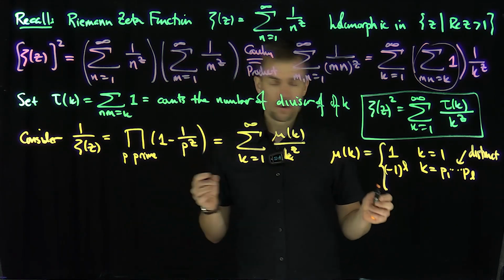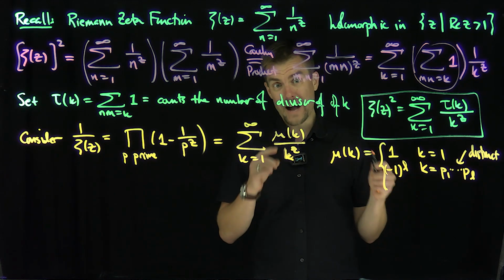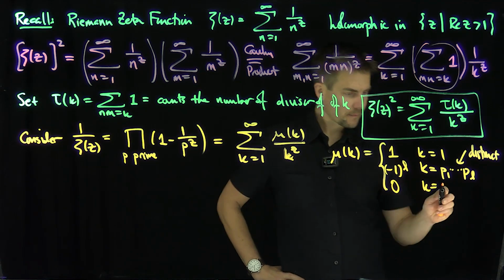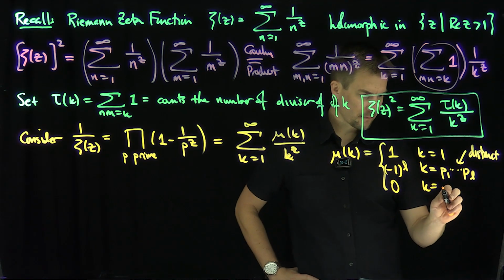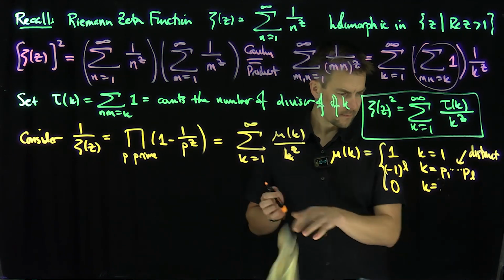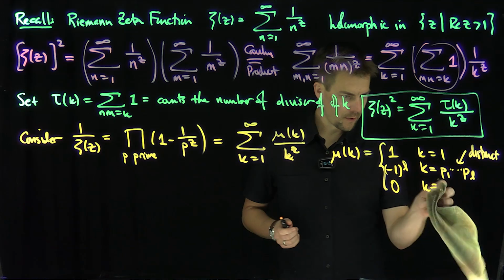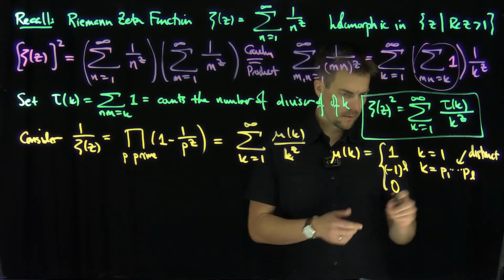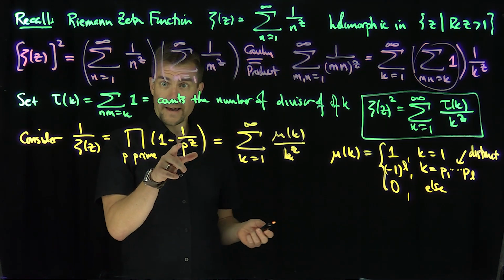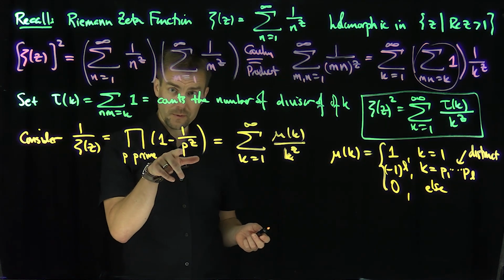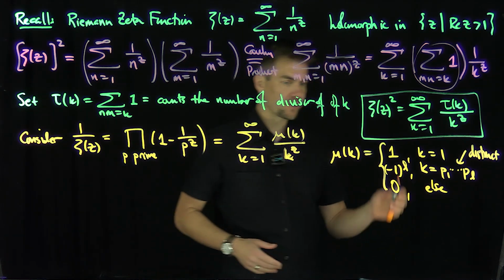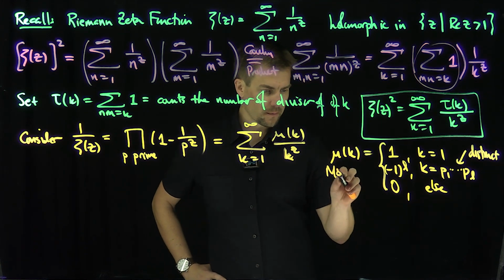And then what happens if you're not distinct powers? It's going to be 0 if K has a square prime. So 0 else. There's no room in this formula for squares, so there are no squares of primes, which means there's 0 on those terms. And this function, this mu, is called the Mobius function.